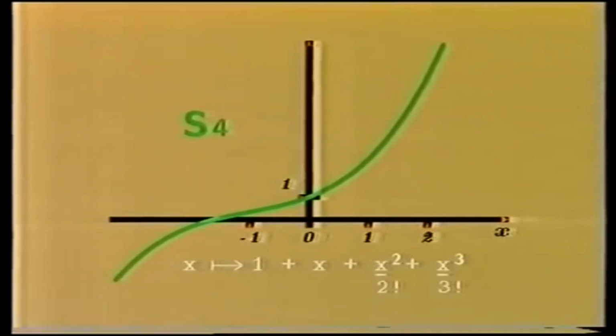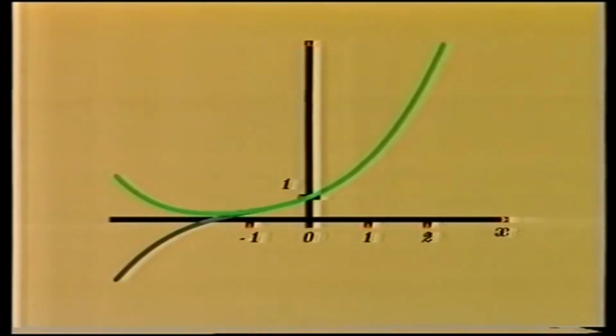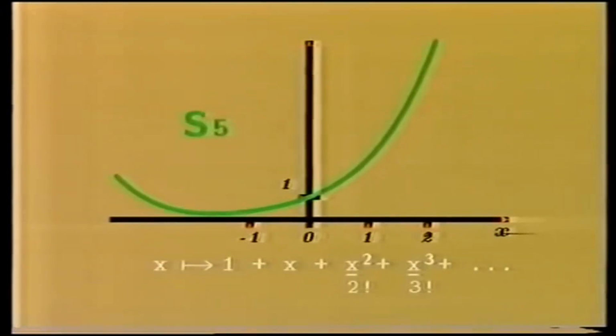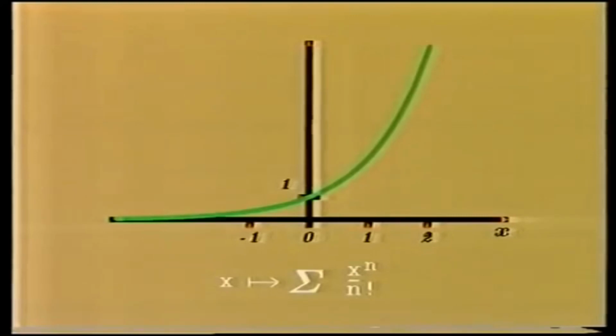And continuing this process, here are the next partial sum functions. S5, S6, S7, S8, and so on. And in the limit, you get this graph. Certainly it looks like the graph of e to the x.